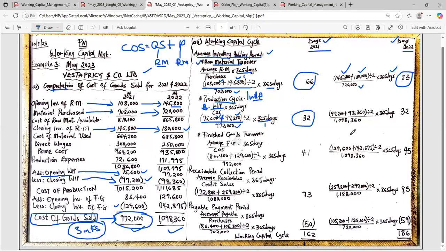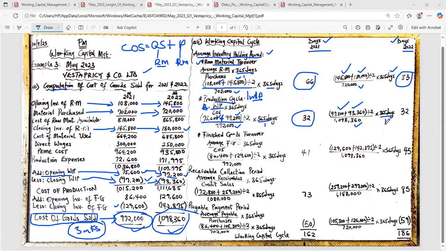Thank you. Do for 2022. Work in progress for 2022 is 97,200. There it is here, 97,200. The closing is 93,360. Add it together, divide it by 2. The answer that you get, divide it by 1,098,360, which is this one. Then multiply by 365 days. Confirm my figure for me, please.